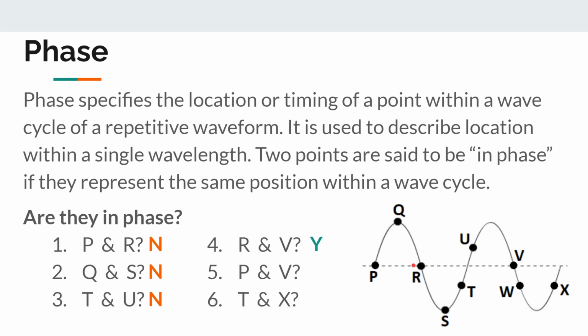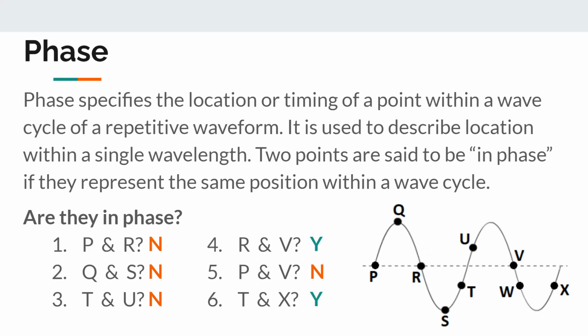Okay, and they also represent the same point within the wave cycle. If you can take one point and measure from that point to the next point that I've listed here, and you have a whole number of waves, like one full wave or maybe two full waves, it doesn't matter. If it's a whole number of waves, you're in phase. Okay, so R and V are in phase. What about P and V? Here's P, here's V. Are those in phase? No, because that's not a whole number of waves. They represent a different point within the waveform. Okay, so no. T and X? Yes. Okay, those are in phase. They represent the same position within the waveform.